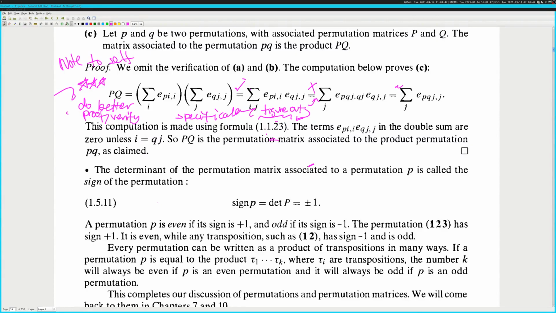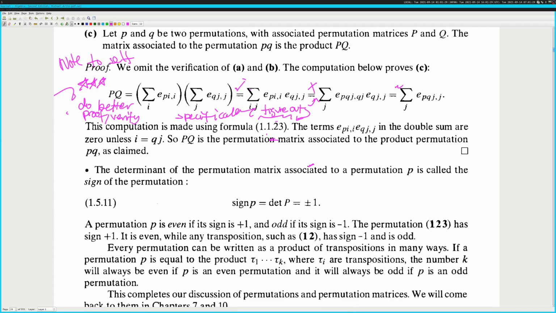The sign of the permutation, right, is the determinant of the permutation matrix. That's another interesting facet of this. So the sign is the determinant, which I always thought of as the number of transpositions. Right. Okay. A permutation p is even if its sign is +1, and odd if its sign is -1. The permutation 1, 2, 3 has sign +1. It is even, while any transposition has negative sign. Right.